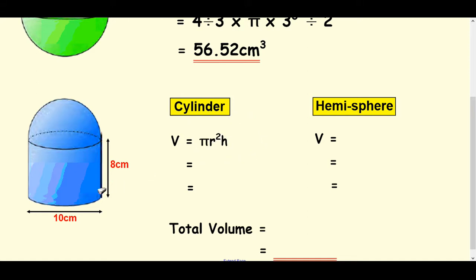And again, what we have to do is identify the radius and the height. So the radius is 5. That's the diameter of the cylinder. So we want to do pi times 5 squared, and the height is 8. Okay, and if you take that into your calculator, 628 centimetres cubed.